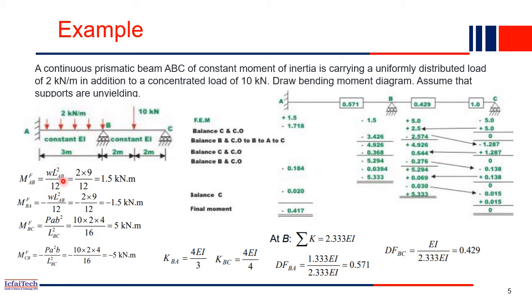So just plug in the value of W. W is 2 and L is 3. So 3 square is 9. So 2 into 9 by 12. So you got 1.5 as the fixed end moment MAB.